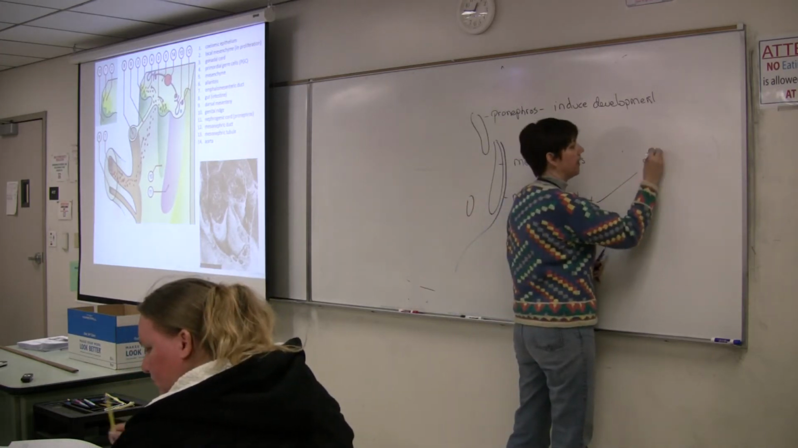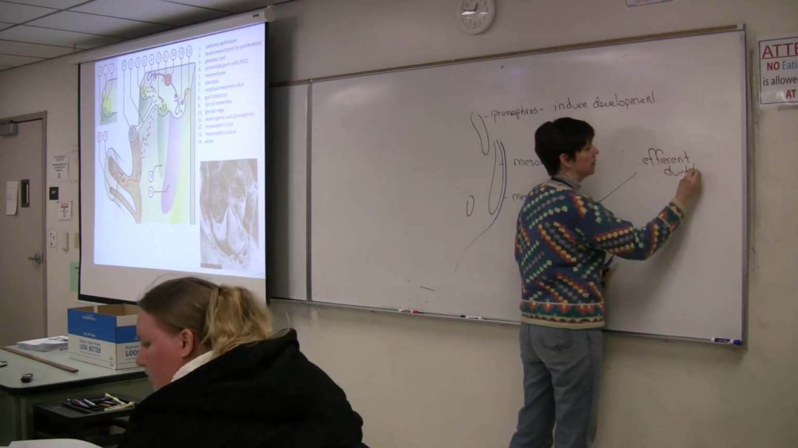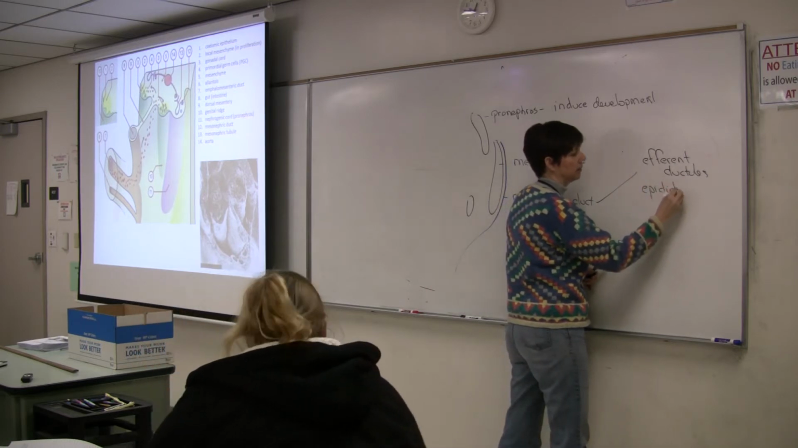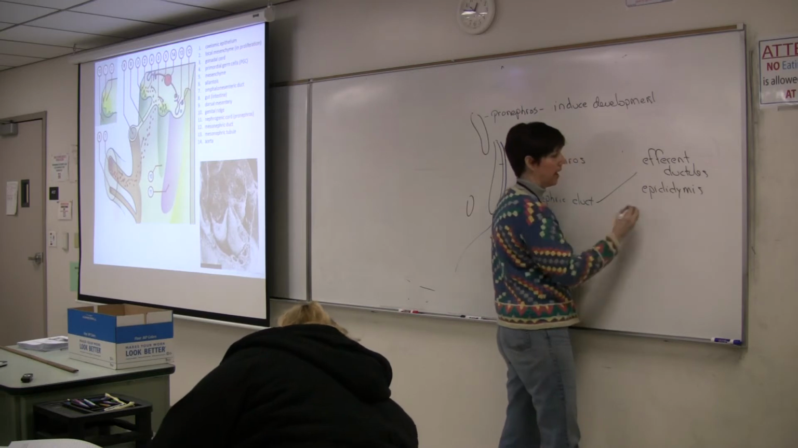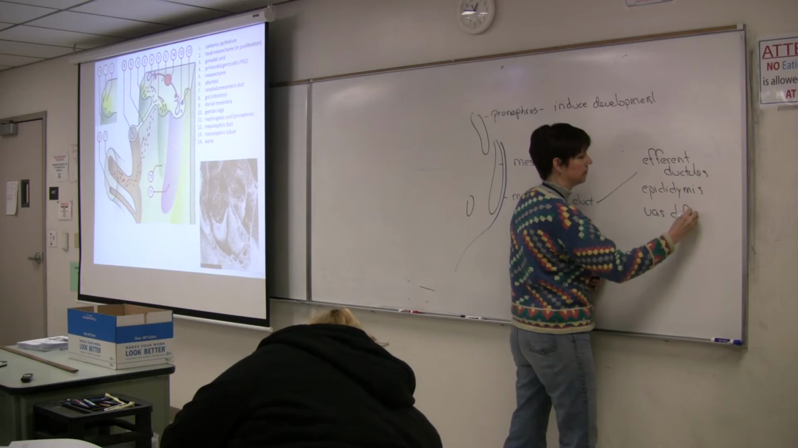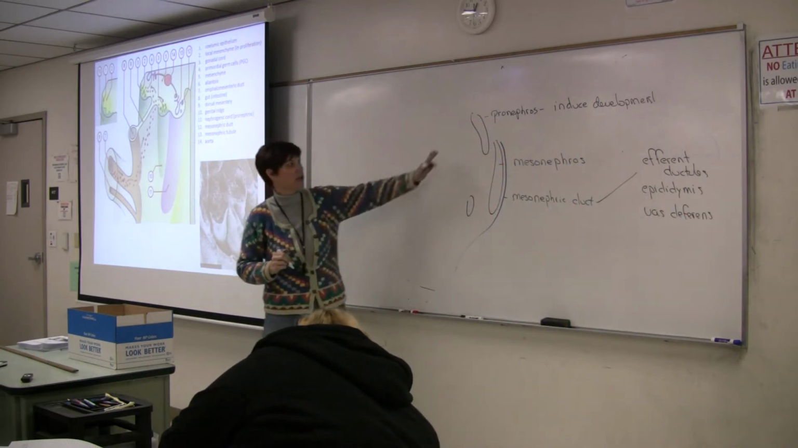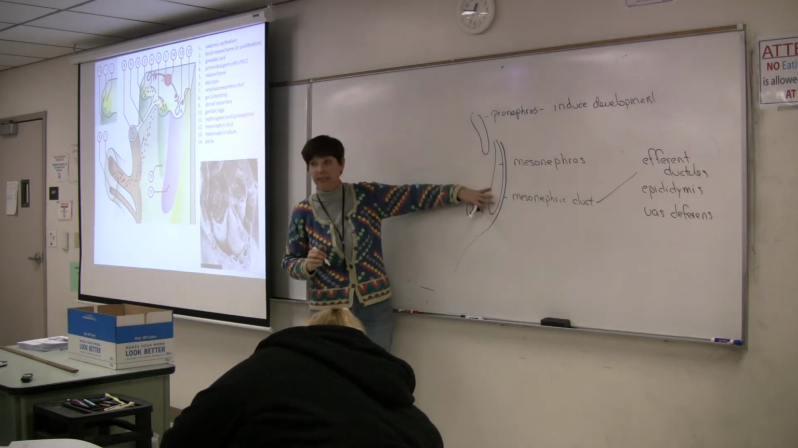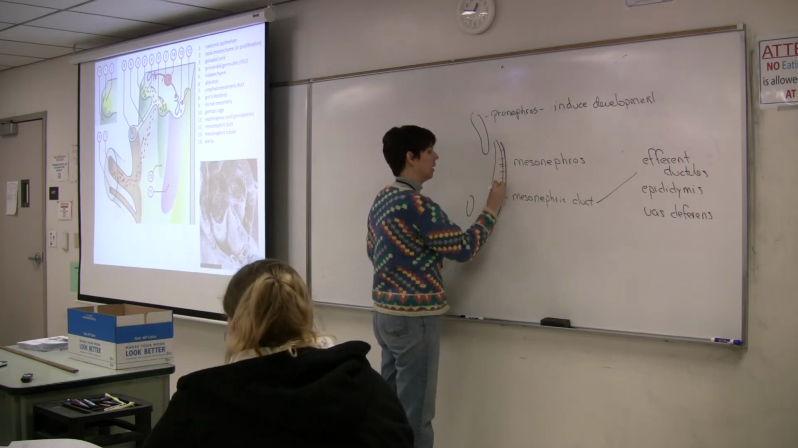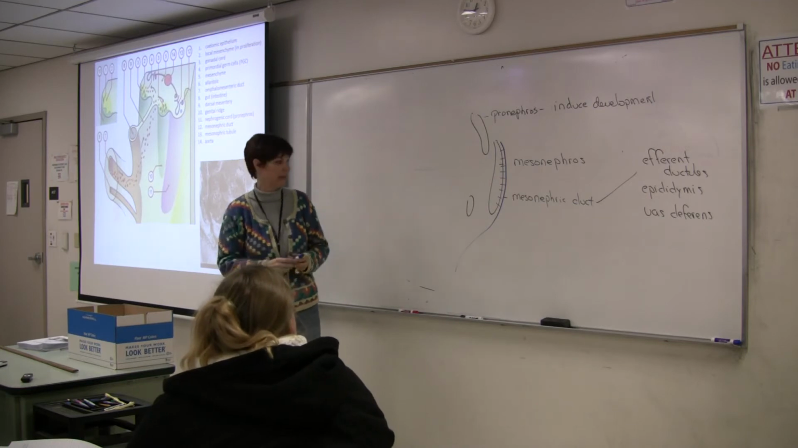It becomes the efferent ductules, the epididymis, the vas deferens, and about a half an inch of the urethra. Okay? So this disappears, this disappears. The blue structure remains as those duct systems.